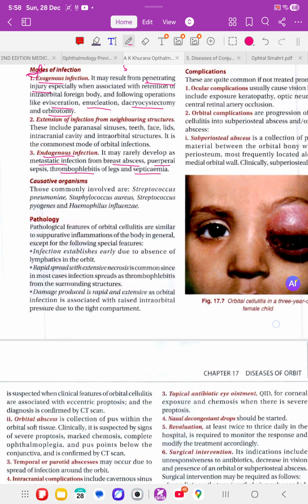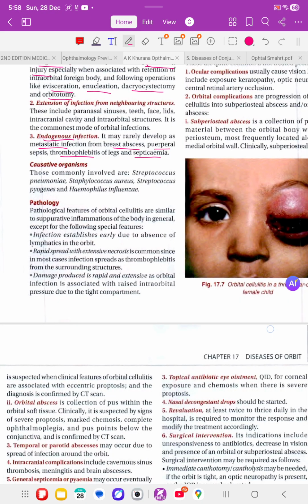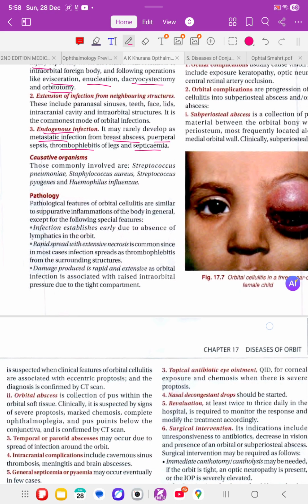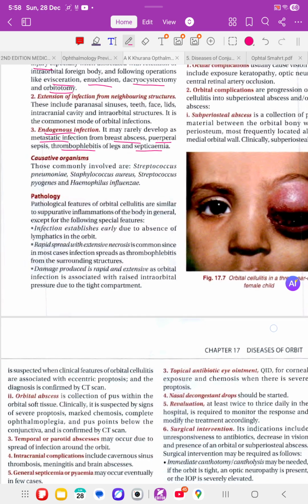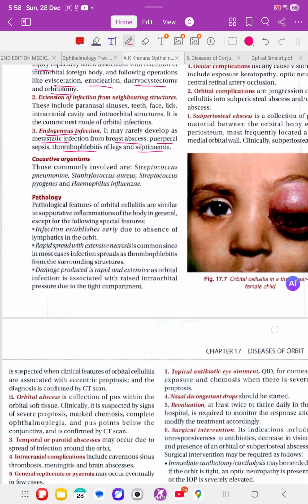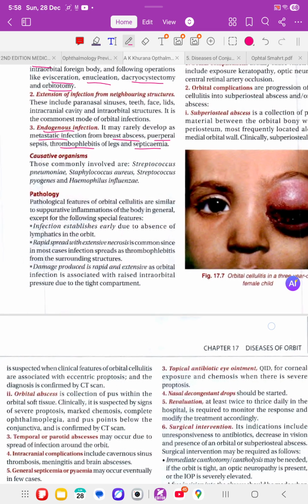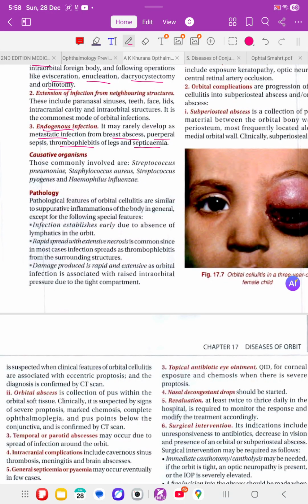Pathology. Pathological features of orbital cellulitis are similar to suppurative inflammation of the body in general. Infection establishes early due to absence of lymphatics in the orbit. Rapid spread with extensive necrosis is common, since in most cases infection spreads as thrombophlebitis from surrounding structures. Damage produced is rapid and extensive as the orbital infection is associated with increased intraorbital pressure due to the tight compartment.